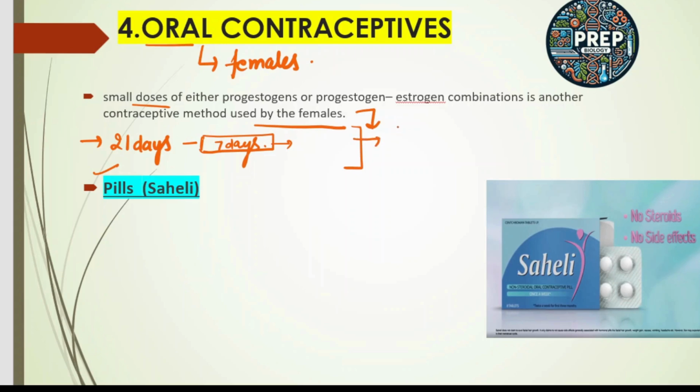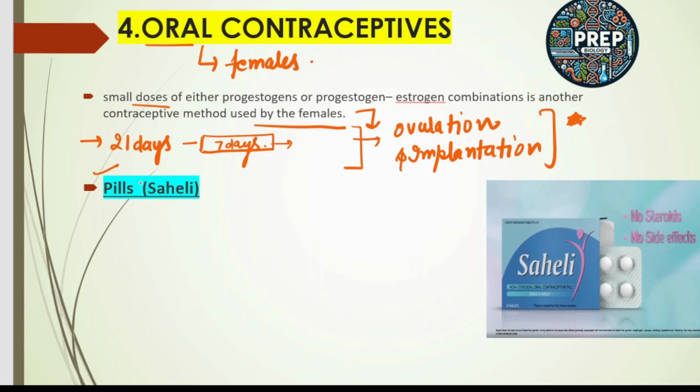The pills inhibit the ovulation and implantation process. These pills are basically progestogen or a combination of progestogen and estrogen hormones, so that they can inhibit the ovulation and the implantation process. Okay, so pregnancy should be avoided.